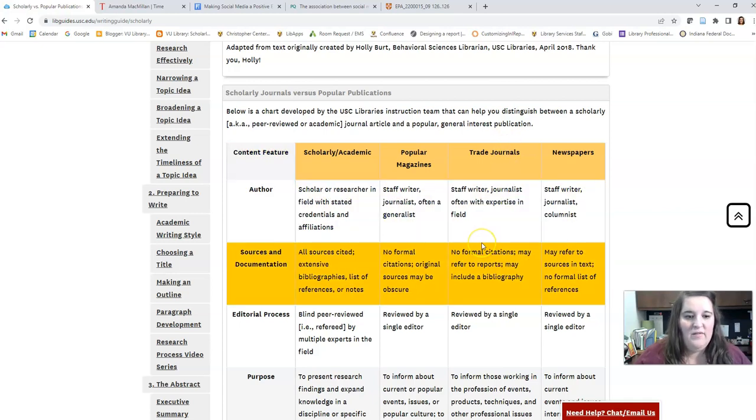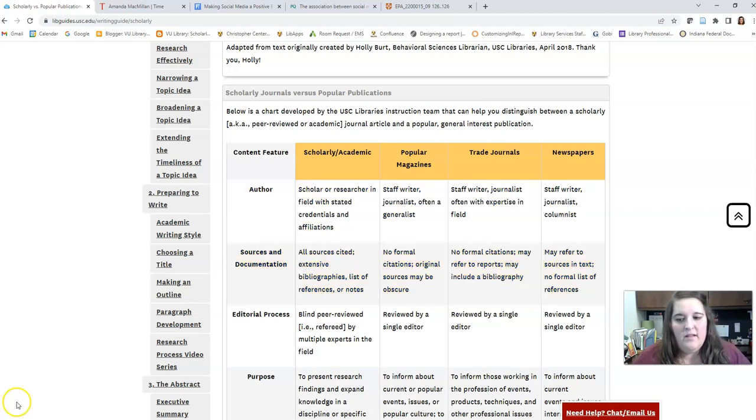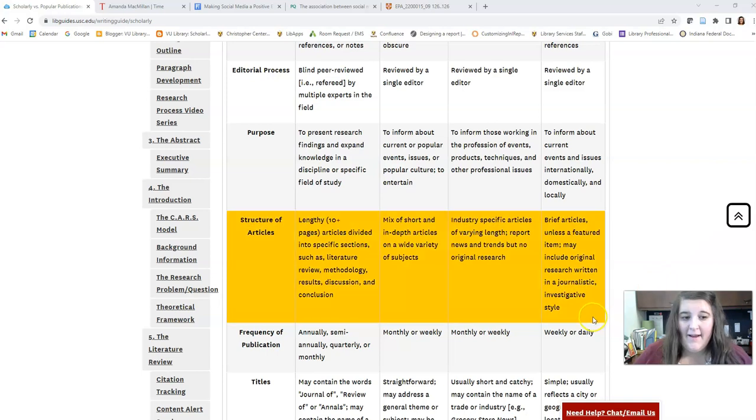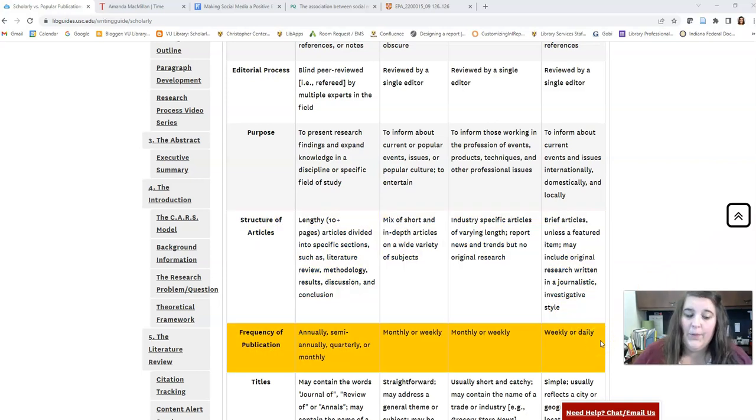And the idea is to inform about topics in the profession, new events, products, and techniques, and share those ideas, but not in the sense of a scholarly or academic article. Since these are not academic articles, they do not have to go through a peer review process, but rather they're reviewed by an editor and then published in a trade journal.